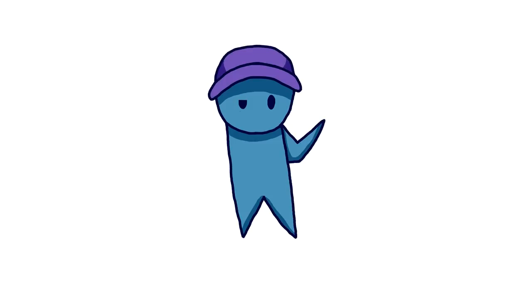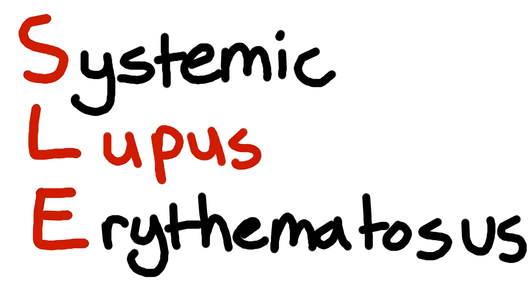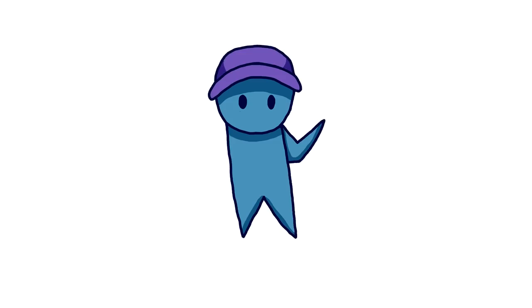Some of you may be wondering why I call myself a little Loopy. Well, that's because I have an autoimmune disease called systemic lupus erythematosus, or SLE. Lupus for short. And because October is Lupus Awareness Month, I wanted to do a series of short videos to raise awareness. You might already be aware of lupus, or even know someone who has it.